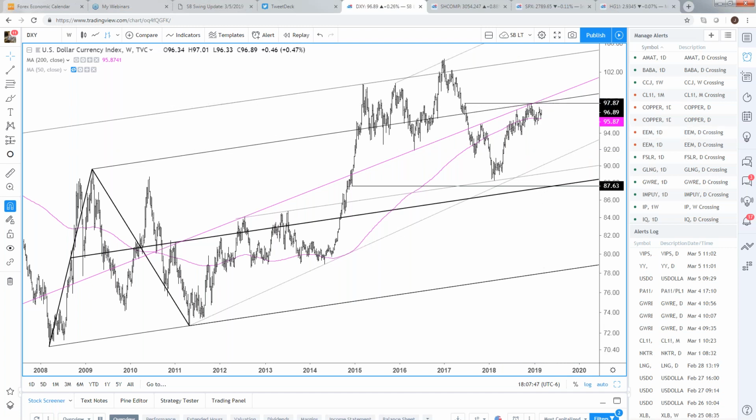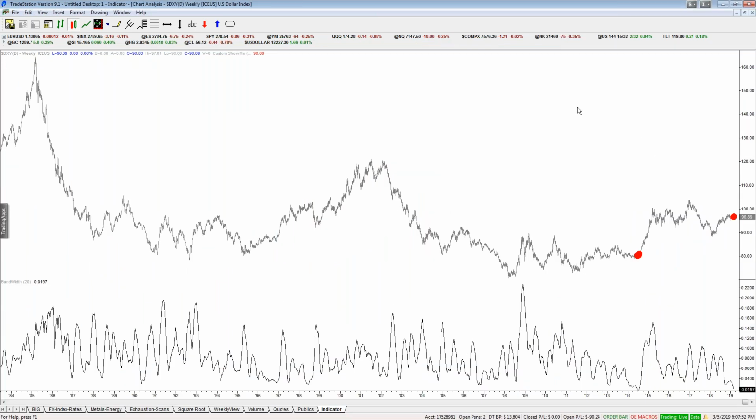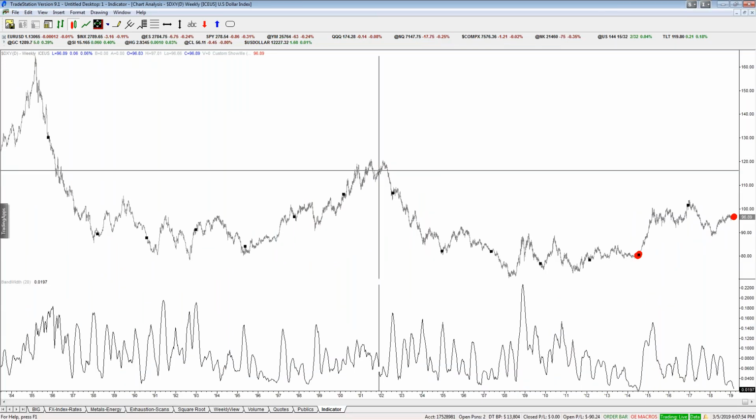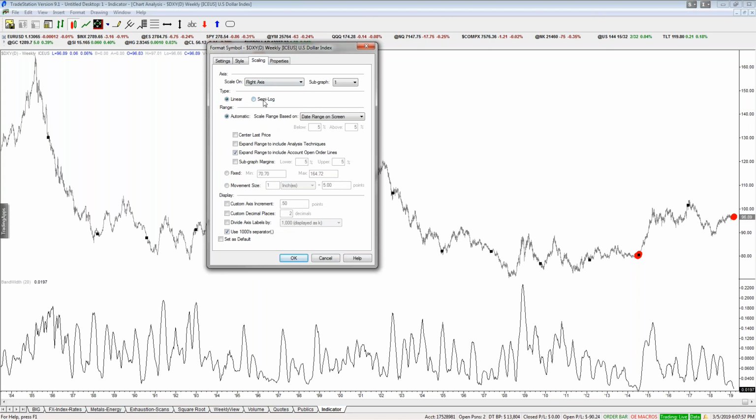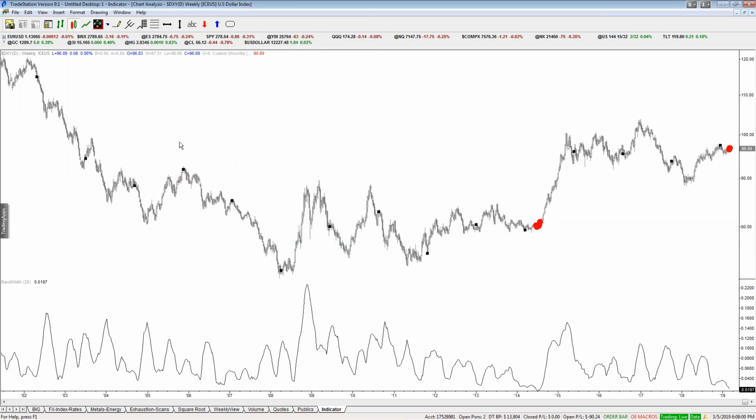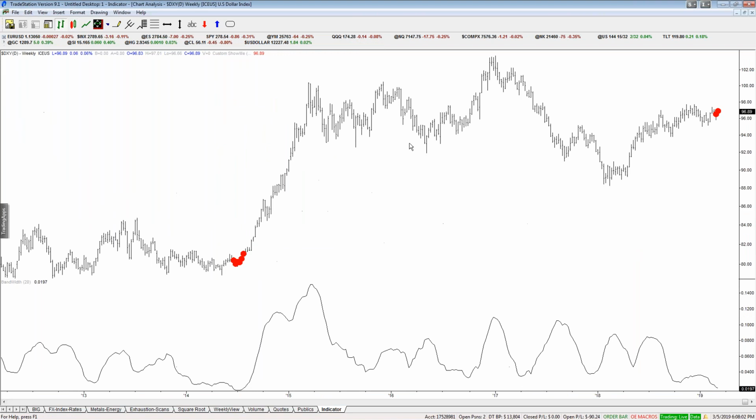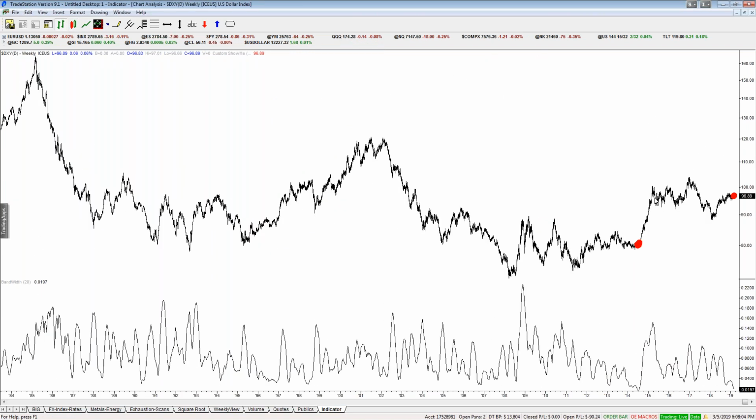Now, I want to bring in a different chart. I'm not a huge Bollinger Band guy, but this is just the price chart, a weekly bar chart of DXY, and the bottom indicator is Bollinger Band width. So subtract the bottom Bollinger Band from the top Bollinger Band, and the difference between those two gets you Bollinger Band width.